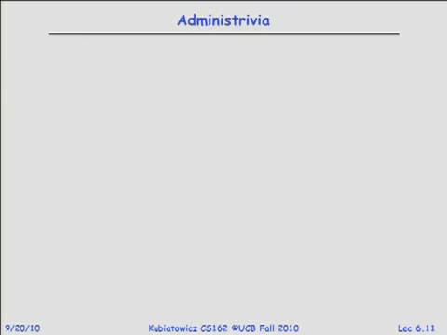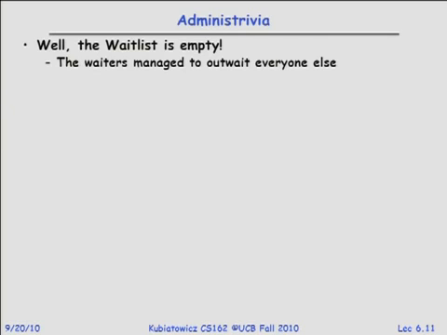Administrivia. Well, the wait list is empty. Those of you that are in the class outlasted the wait list. At the very end, we were able to put the last person who was on the wait list into the class. So anybody who was here as of early this morning on the wait list, you're now in the class. There was only one person left at that point. So no longer an issue there. Now those of you that made it into the class are going to do extraordinarily well, right? This is going to be the best term ever. Yes, because you're all motivated.